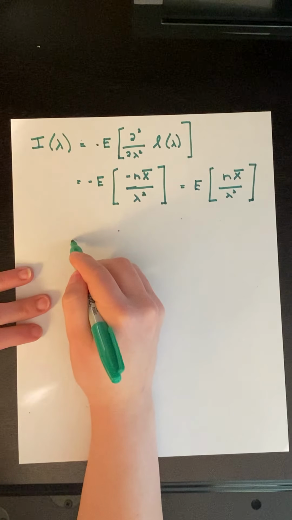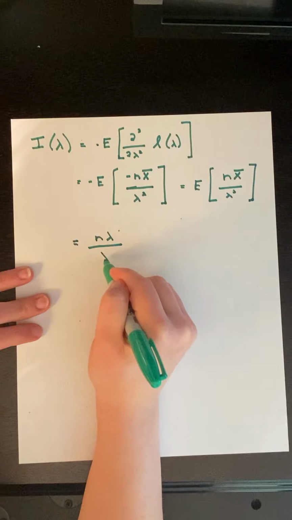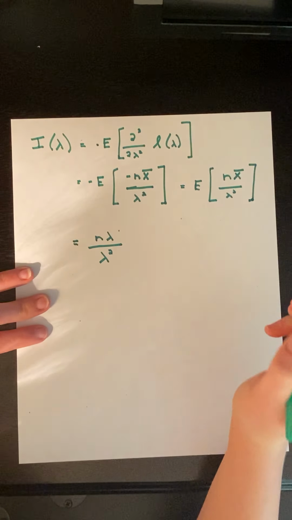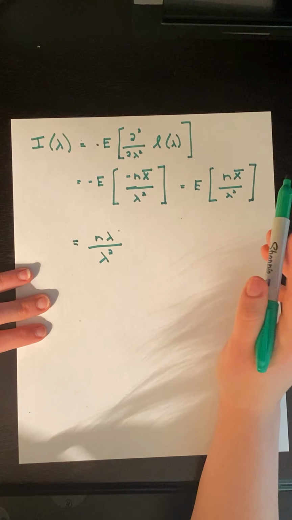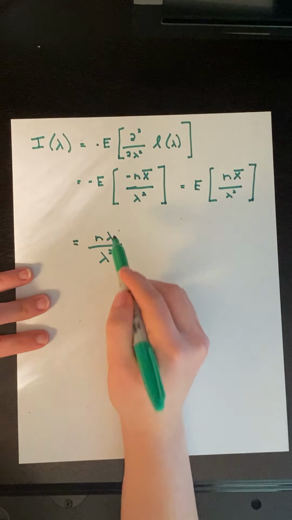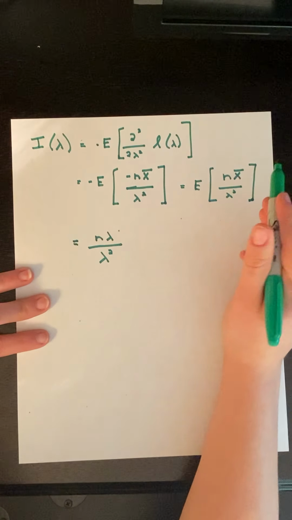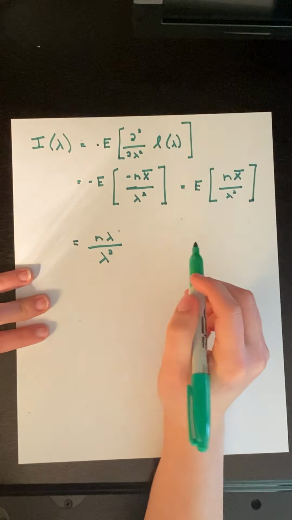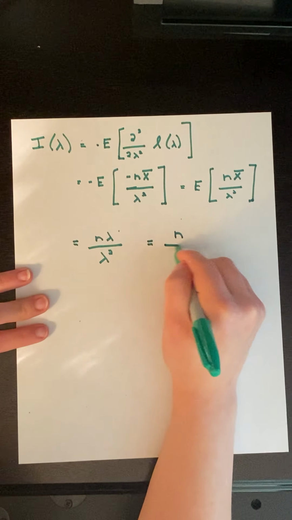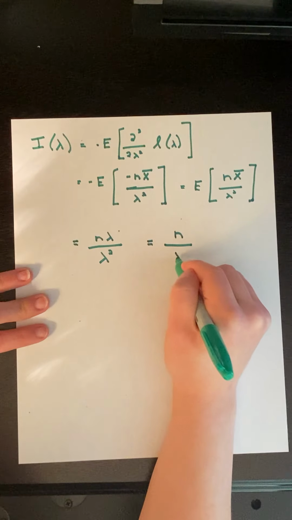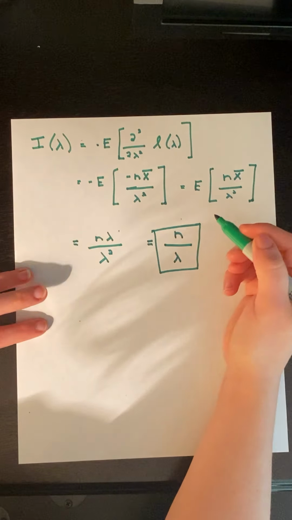This whole thing is equal to n lambda over lambda squared, because as we remember, the expectation of x bar for a Poisson distribution is lambda itself. That is how we substitute in lambda for this expectation of x bar. Then, simplifying this down, it turns out to be n over lambda. And this, in the end, is our information matrix.